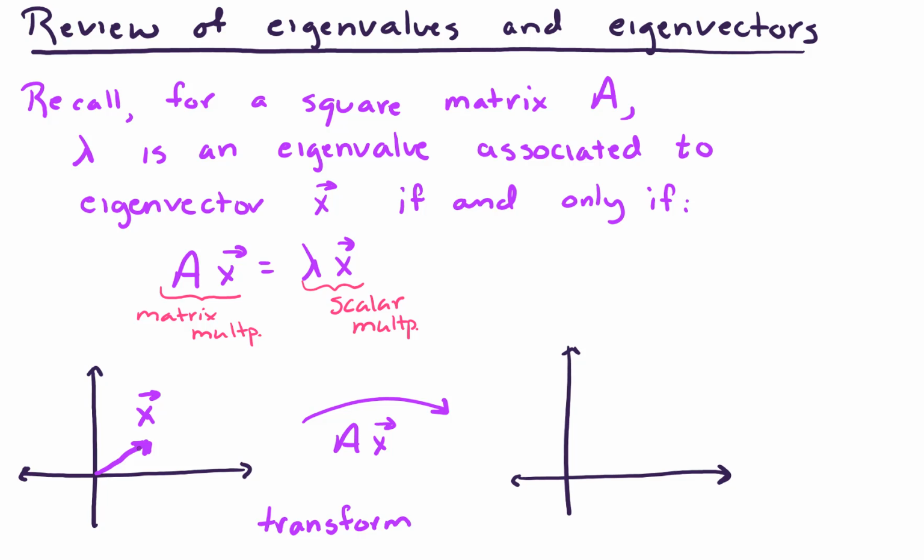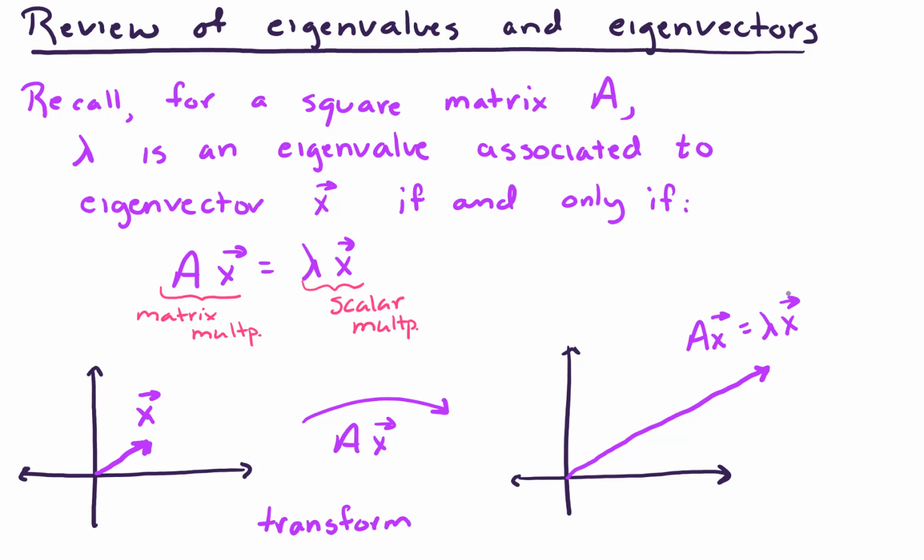All right, so we have our eigenvector x. We multiply by matrix A. And if that's really an eigenvector, what ends up happening is that vector x still points in the same direction, but it gets stretched or shrunk by some scalar lambda. So our result looks like lambda times x.